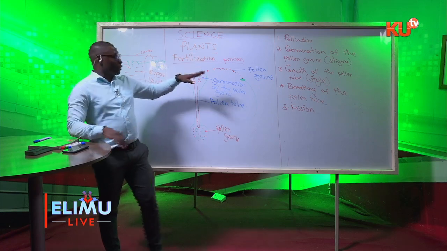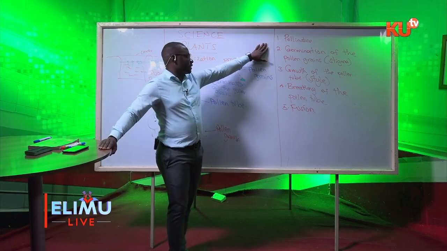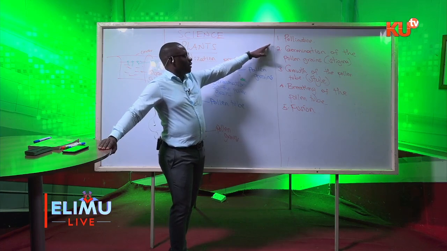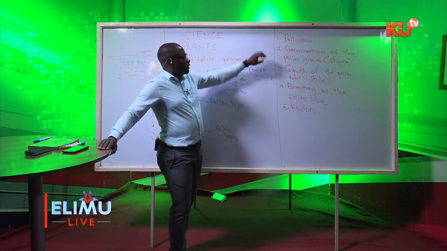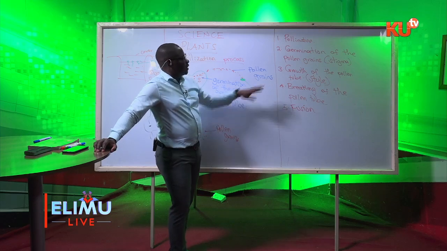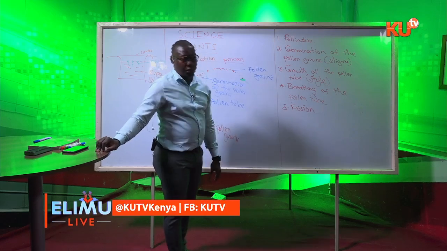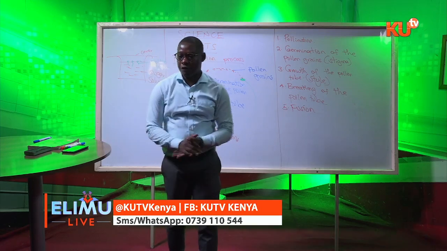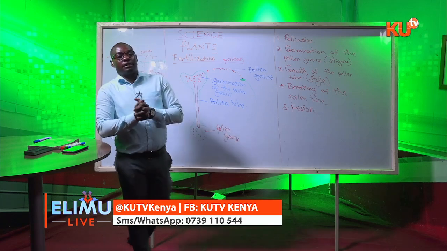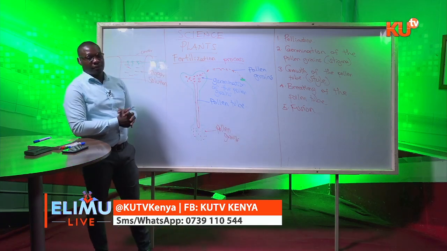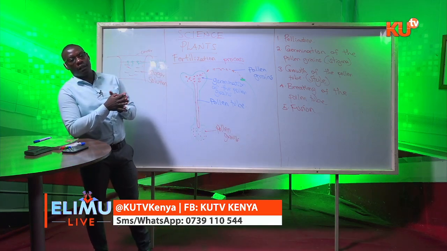So let me go through the process of fertilization as I conclude. We have pollination, we have germination of the pollen grains, we have growth of the pollen tube, we have breaking of the pollen tube, and then we have the fusion. So that marks the end of my lesson on fertilization of plants.